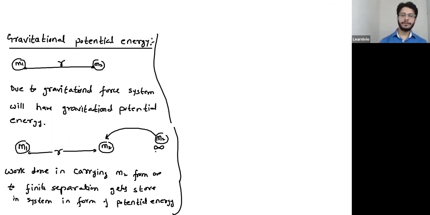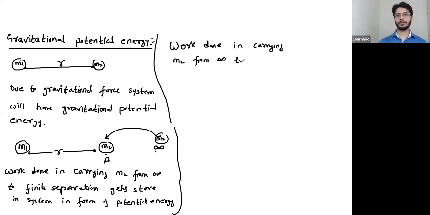So this is how we derive potential energy. I'm not deriving it, I'm just writing the exact final result. If I call this point A, then the work done in carrying m2 from infinity to A comes out to be minus G m1 m2 by R. And this work done is exactly equal to potential energy.